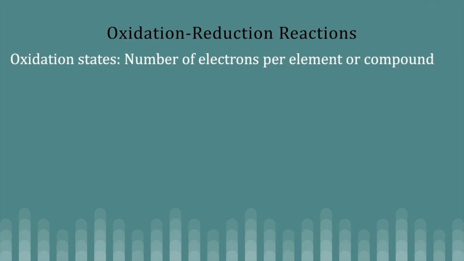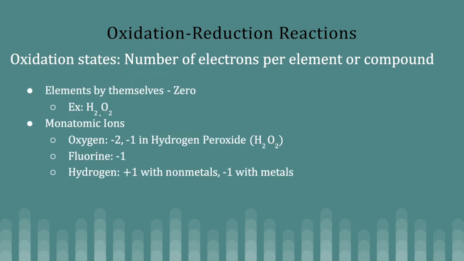Oxidation states are the number of electrons per element or compound. For elements by themselves, it is 0. For example, we have hydrogen by itself, oxygen by itself. Really, any element that stands alone, its oxidation state is 0. For monatomic ions, we have oxygen as -2 or -1 in hydrogen peroxide. Fluorine is -1, and hydrogen is +1 with nonmetals and -1 with metals.